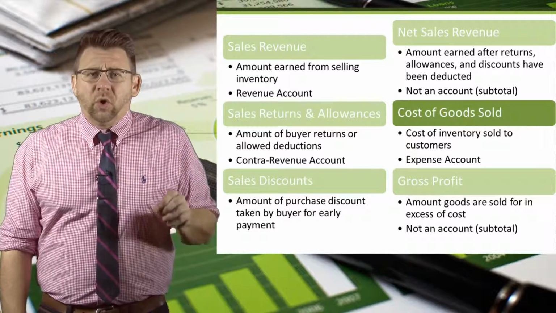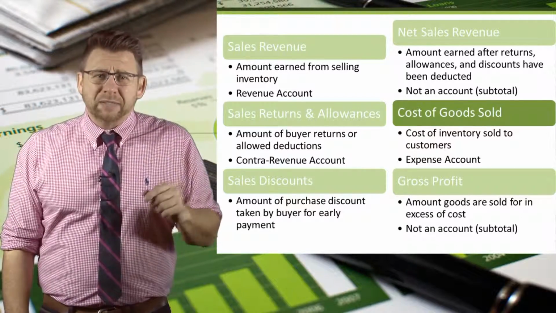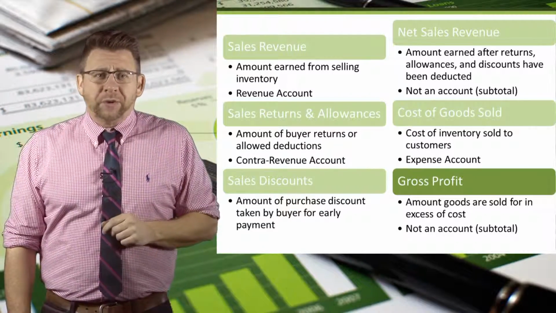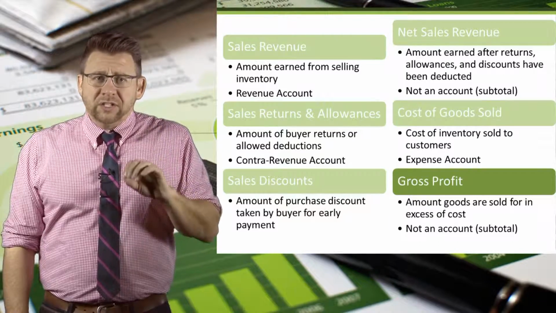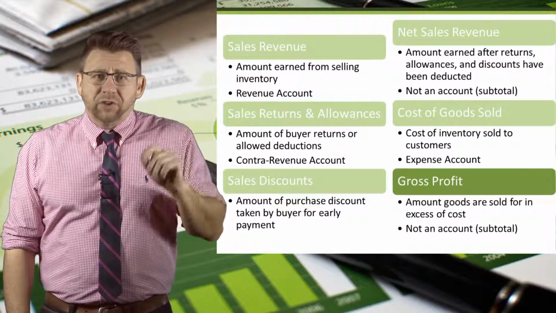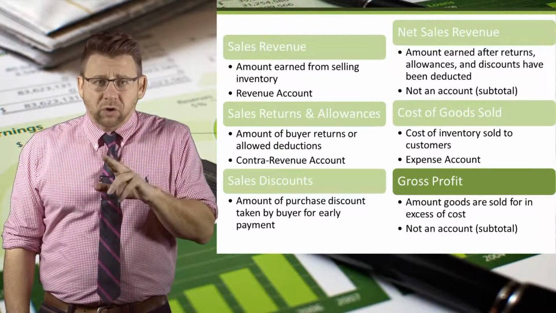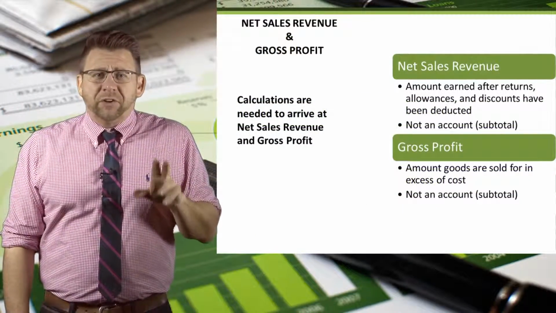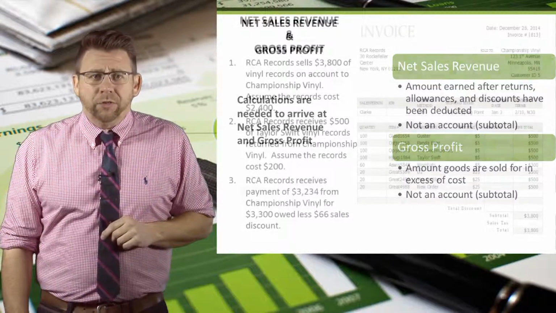Cost of goods sold is the cost of inventory sold to the customers. It's an expense account. Gross profit is a new term as well. It is the dollar amount goods are sold for greater than the cost of the goods. It is not an account, but rather a subtotal. Again, more on that in a minute. Since net sales revenue and gross profit are subtotals, we need to learn how to calculate both.